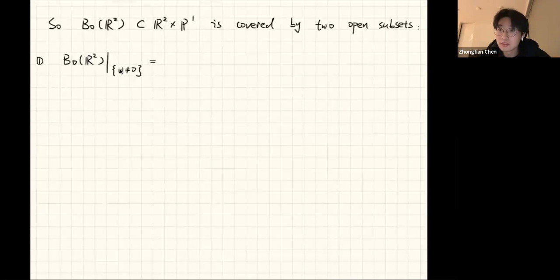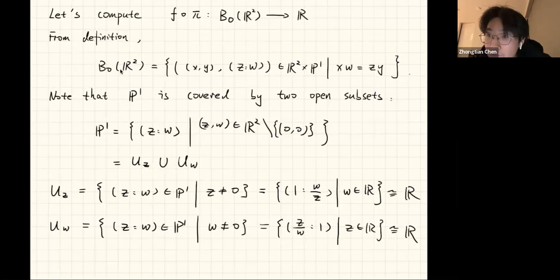Wait, can I ask a question which involves hijacking the camera? So I've drawn a little picture on the whiteboard of what I think is happening. So P1, I'm imagining it as this little black semicircle with one point sort of not included. So every line, if the origin is here, every line through it intersects this semicircle at least at 1 point. And I'm thinking of UZ as being this red region, including this end, but not including this end. And then UW as being this blue region.